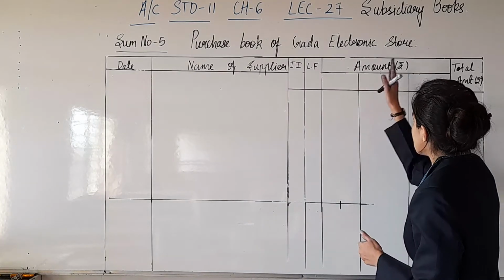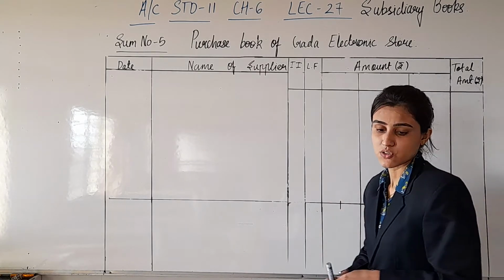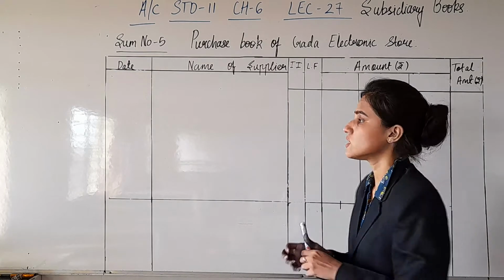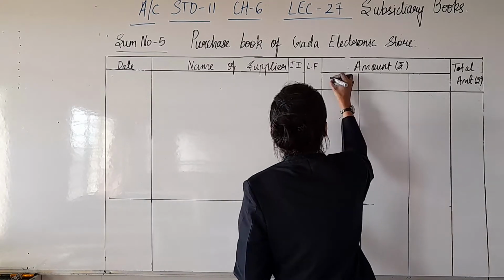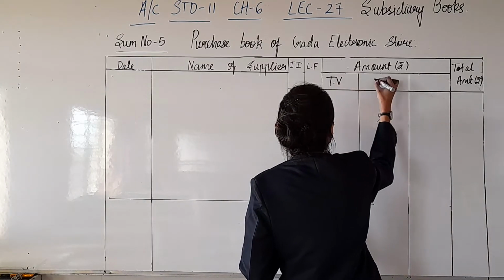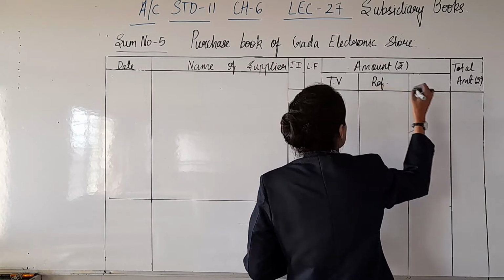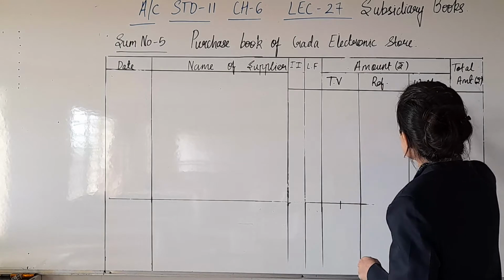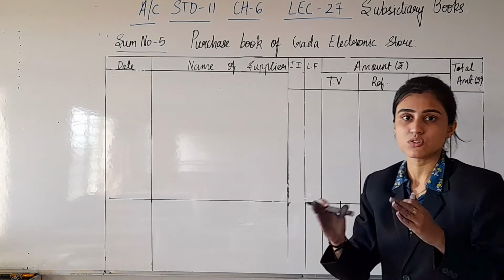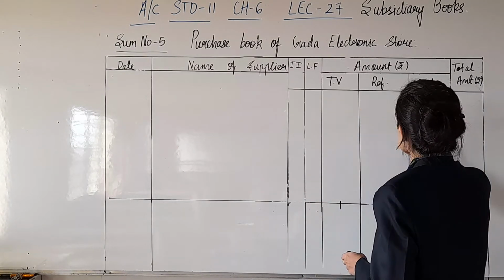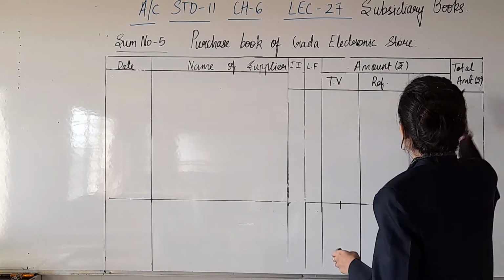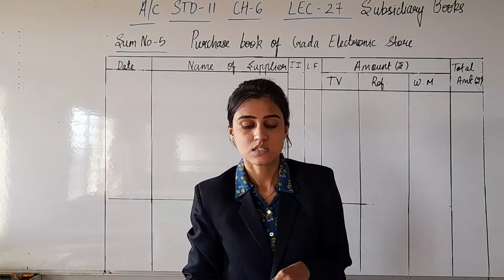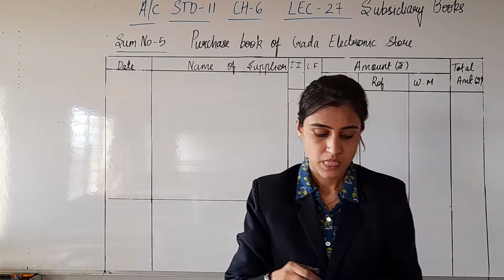Then amount, because Gada Electronics deals with TV, refrigerator and washing machine, the 3 items. The individual amount of these 3 items will be written in these columns and the total will be written in the last column. Fine then.